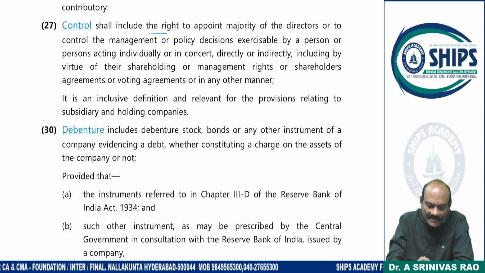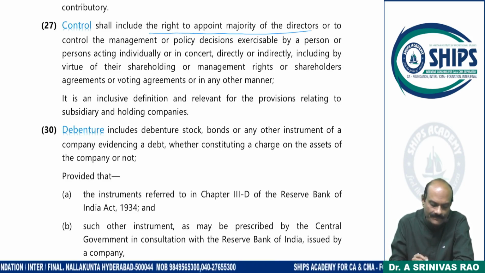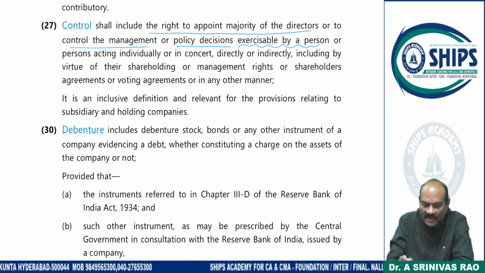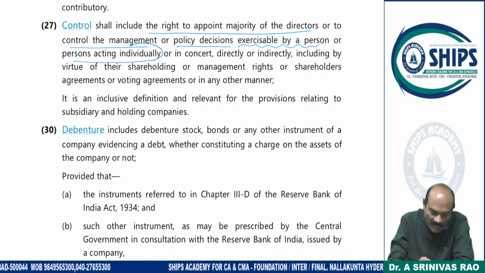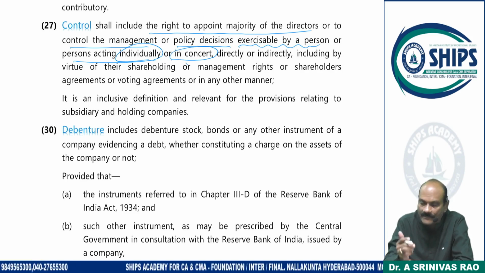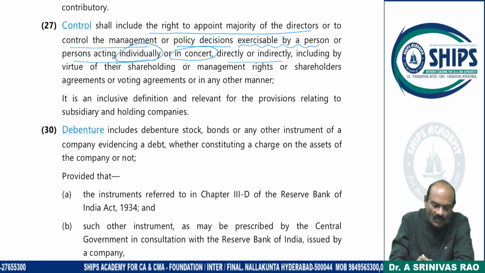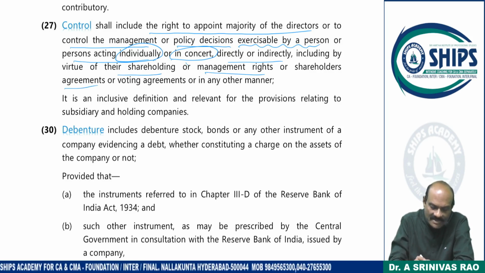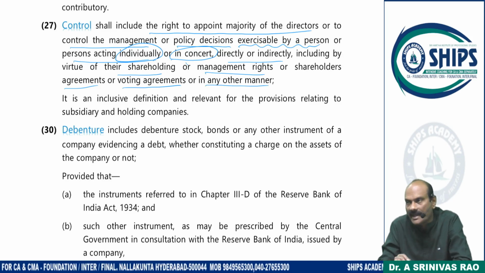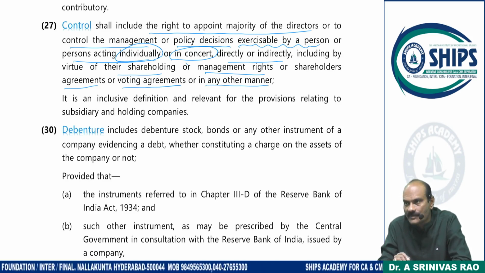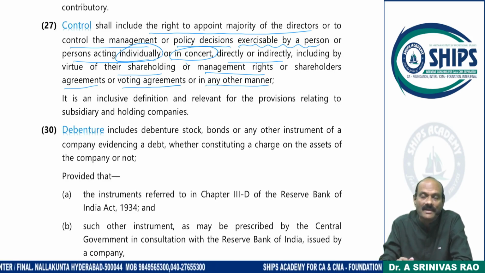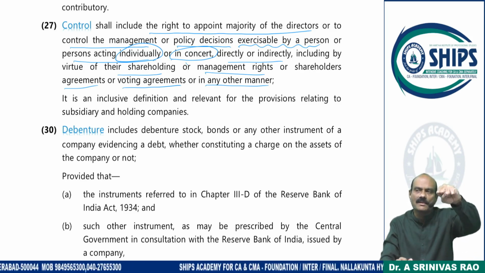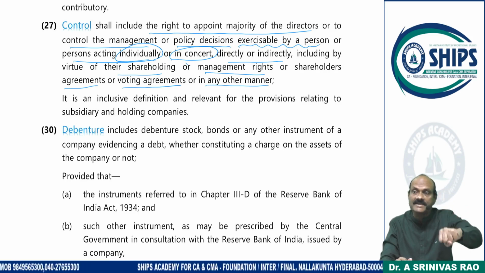Control includes the right to appoint a majority of the directors, or to control the management or policy decisions, exercisable by a person or persons acting individually or in concert, meaning together, either directly or indirectly, including by virtue of their shareholding or management rights, shareholders agreements, voting rights agreements, or in any other manner. Holding company and subsidiary company meaning: if you remember this control, you understand it. What is the meaning of holding company? In simple terms, a holding company is one which has a hold or control over the affairs of another company.